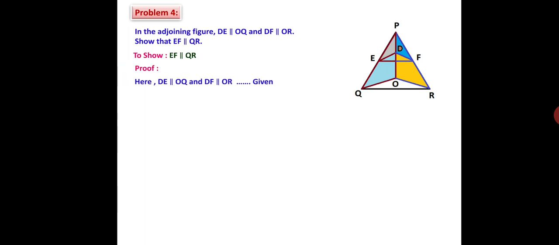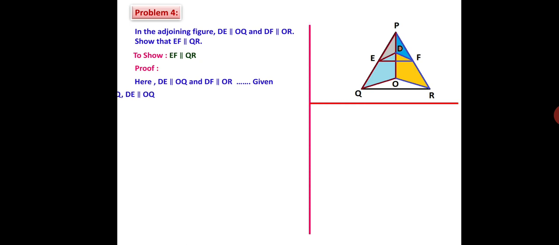Friends, we'll start. Here DE is parallel to OQ and DF is parallel to OR. That are the given things. Therefore, we can consider in triangle POQ.